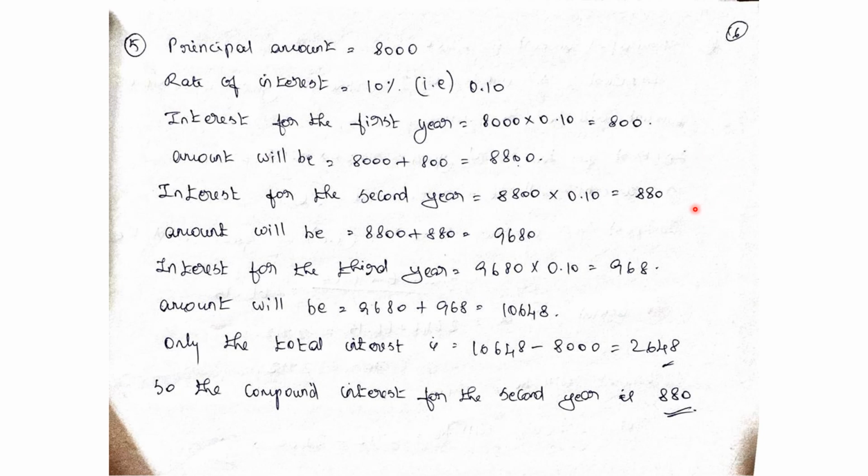So interest for the second year, we need to take this amount 8,800 into 0.10. So 880. The amount will be 9680. Okay. This is enough if you find this. But by mistake, I have done for the third year also. So you need not find out this one. For the third year, no. This is by mistake. I have done this one. You can leave this one. Okay. We'll see the next sum.